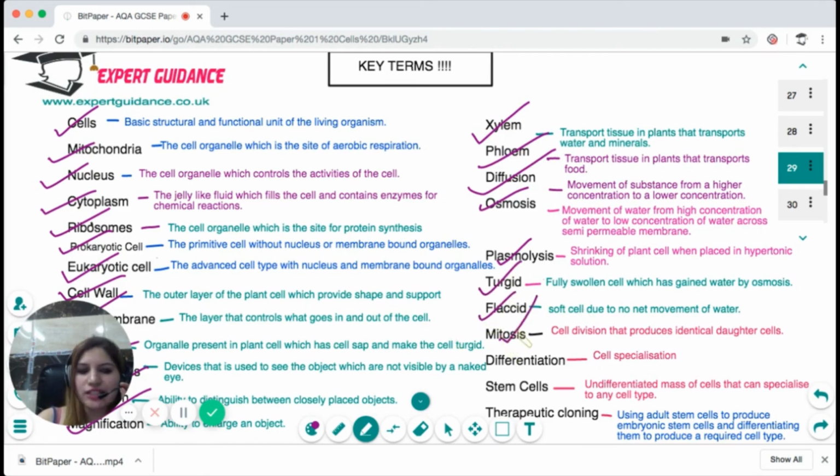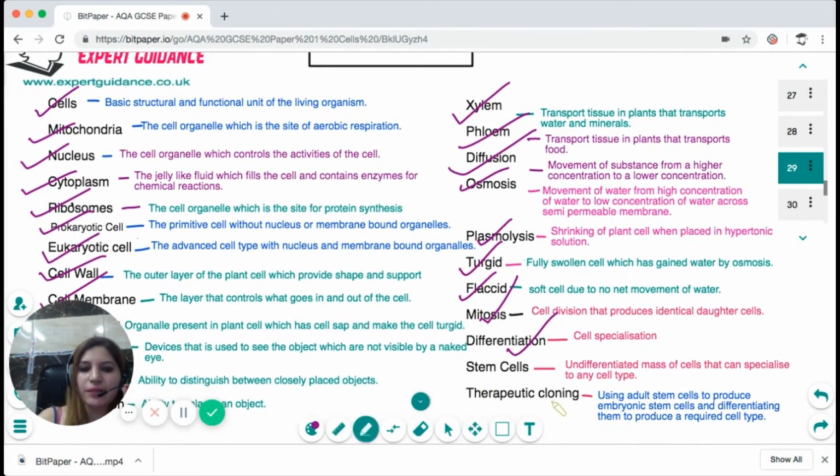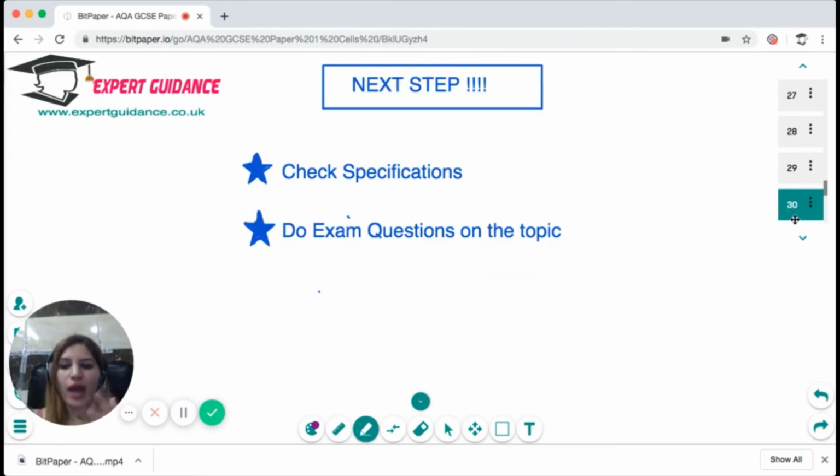Mitosis is cell division that produces identical daughter cells. Differentiation is cell specialization. A stem cell is an undifferentiated cell that can specialize into any cell type. And therapeutic cloning is using an adult cell to produce embryonic stem cells and differentiating them to produce a required cell type. So I hope now you are well clear with this topic.